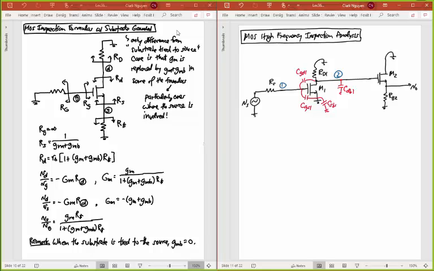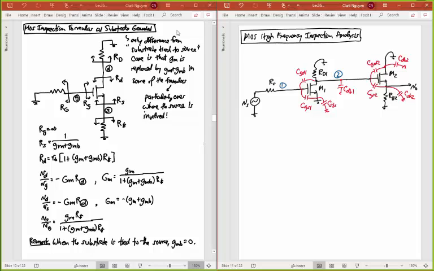for that device 1. I've got those same capacitances for device 2: CGD2, CDB2, CGS2, and a CSB2. Okay, so those are my MOS capacitors right there.